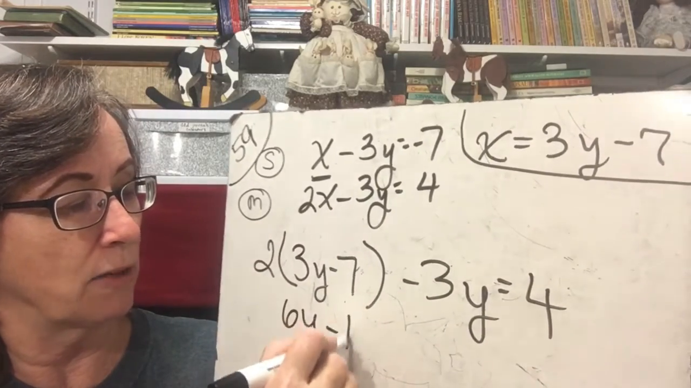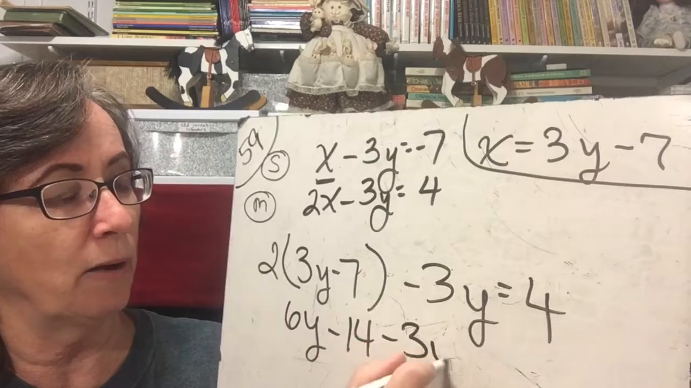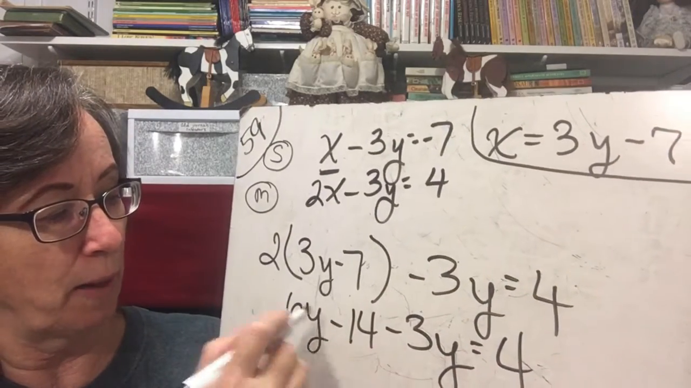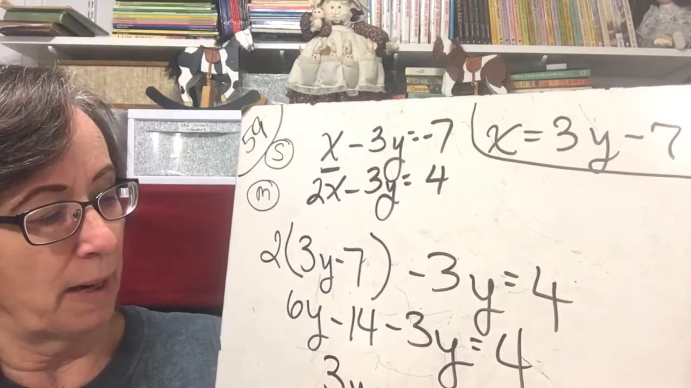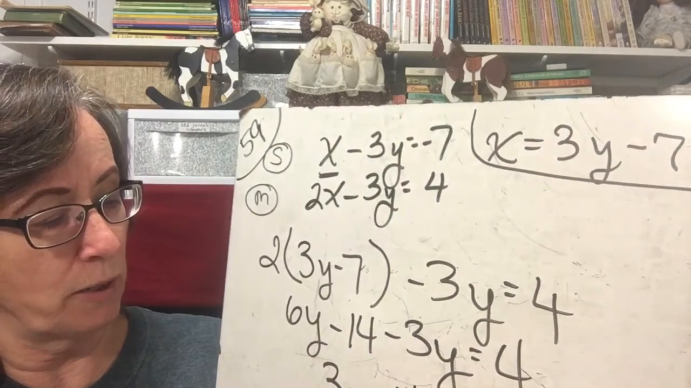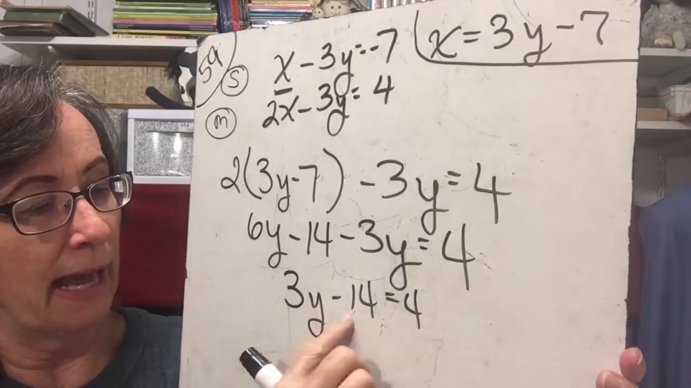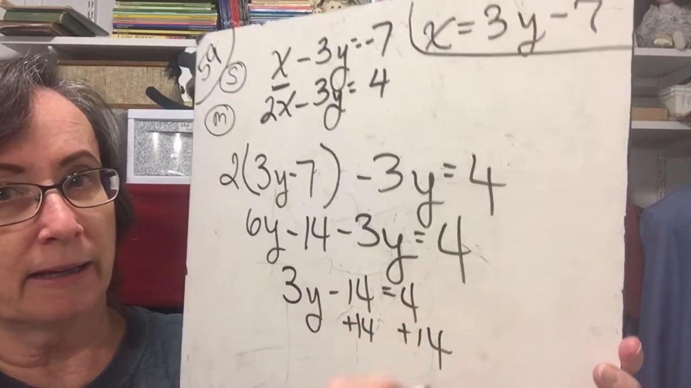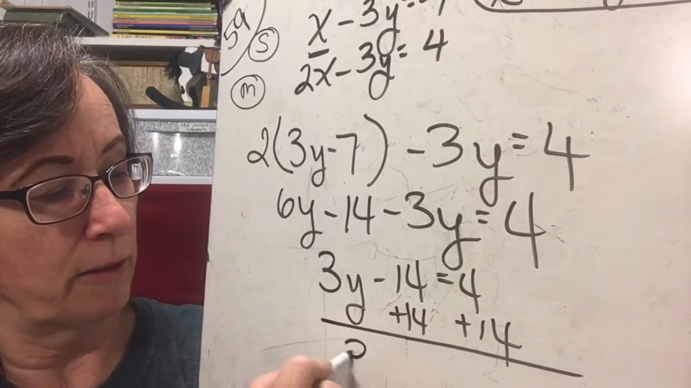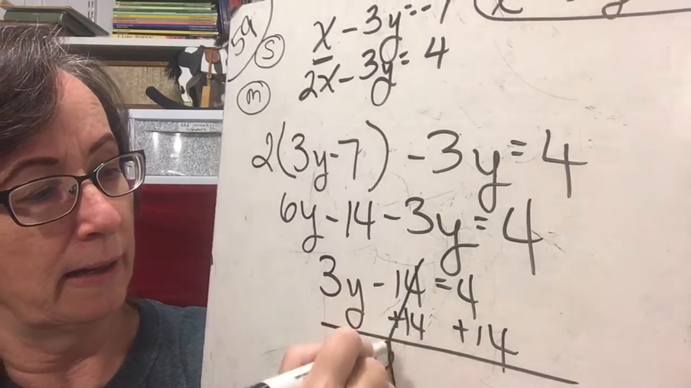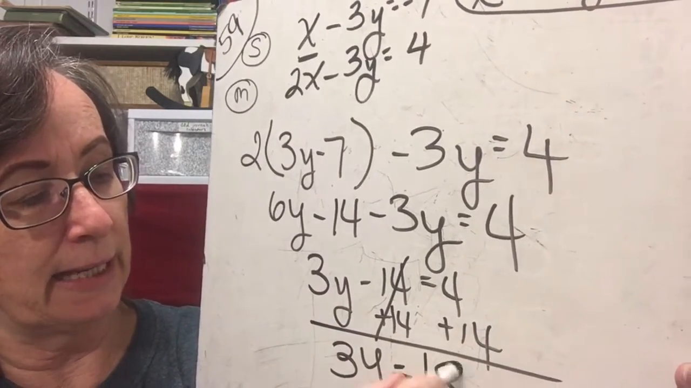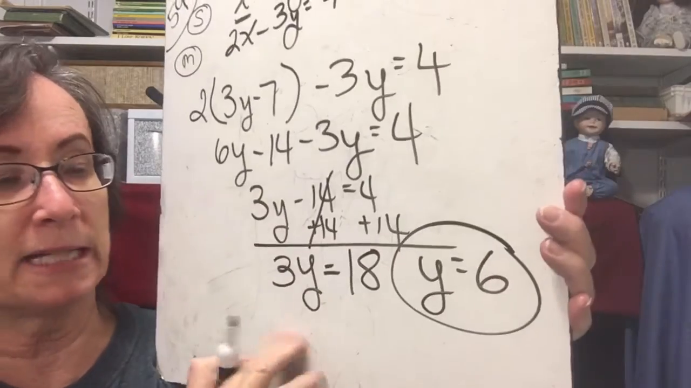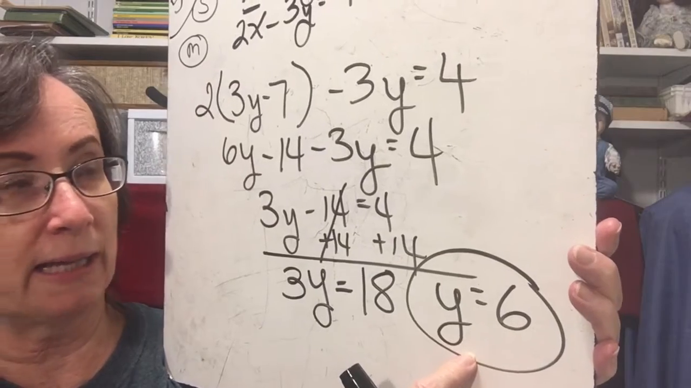6y minus 14 minus 3y equals 4. So this is going to be a 3y minus 14 equals 4. And add 14 to the other side. I get a 3y equals 18. I divide both sides by 3. I get y equals 6.